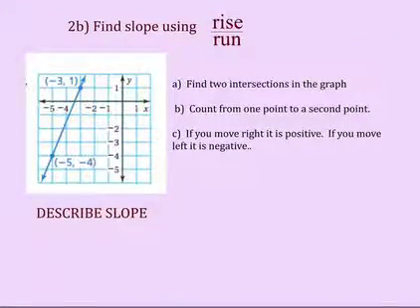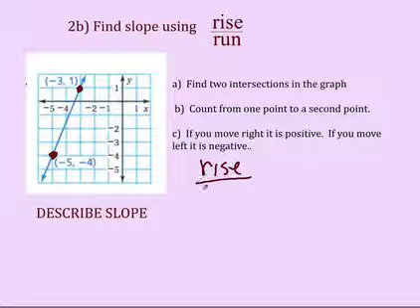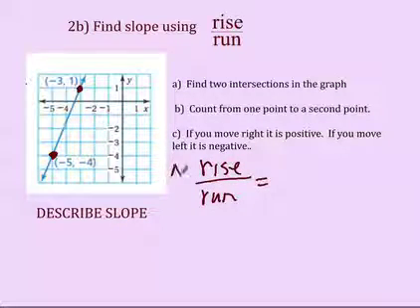Again, using rise over run, you need to find 2 points that are nicely located. We don't like decimals. Those are the 2 points. So rise over run, and that's a change in the y over the change in the x. So go from one point to the other.